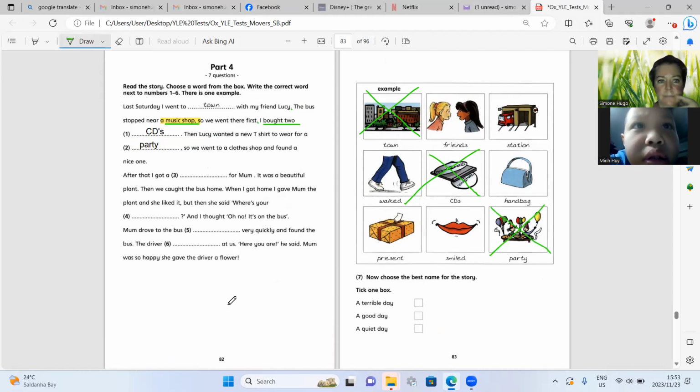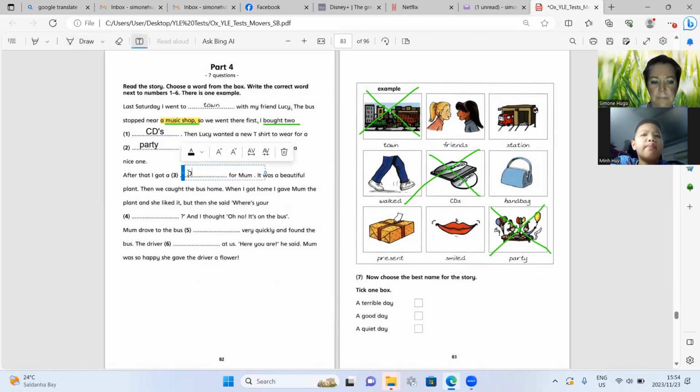So we went to a clothes shop and found a nice one. After that, I got a handbag for Mom. It was a beautiful plant.